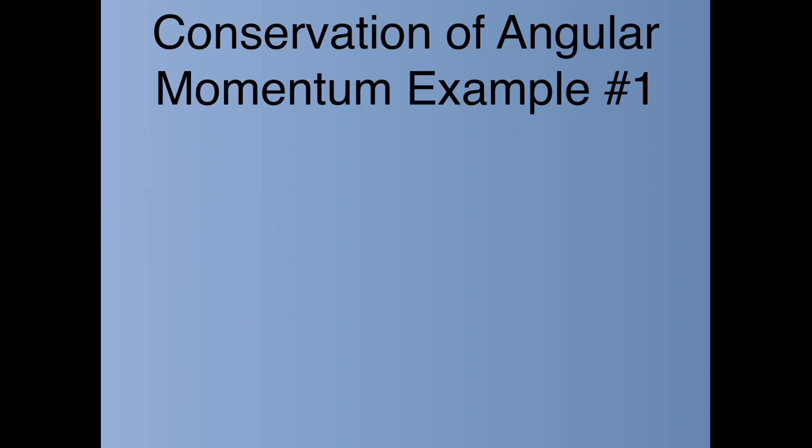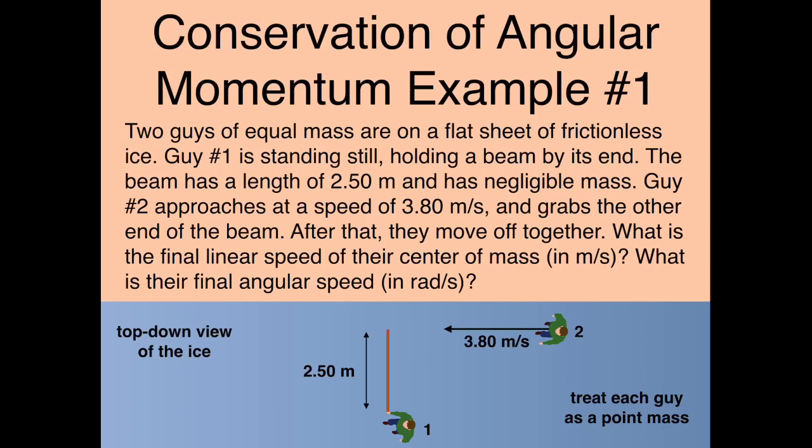Okay, so clearly what's happening here is at the end of this motion, they're rotating, but they're also translating at the same time. So the idea behind this problem is we're going to figure out how fast they're rotating and how fast they're sliding off to the left after the end of the beam is grabbed.